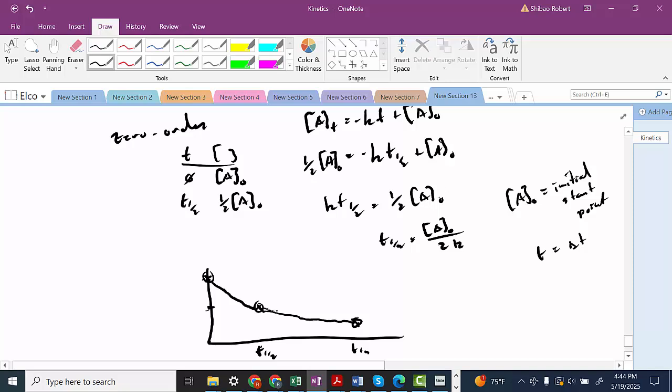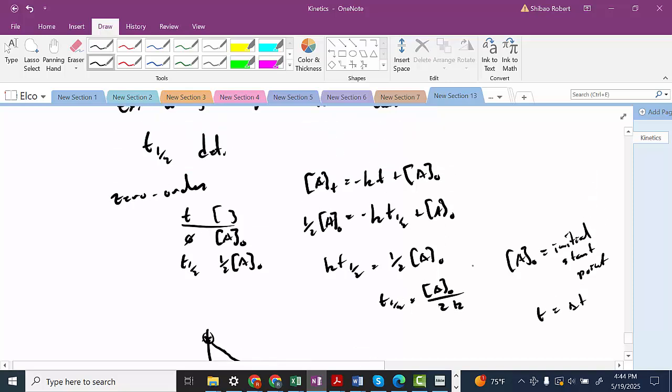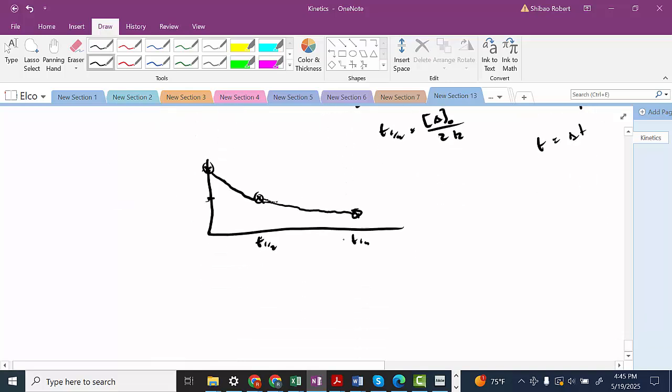Did I do the math right here? Let me make sure I did the math correctly. So it's going to be 2 halves, 1/2, yeah. Yes. Alright, this is for zero order.